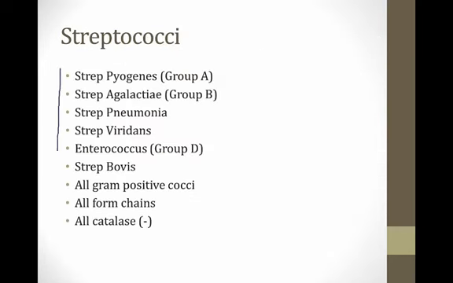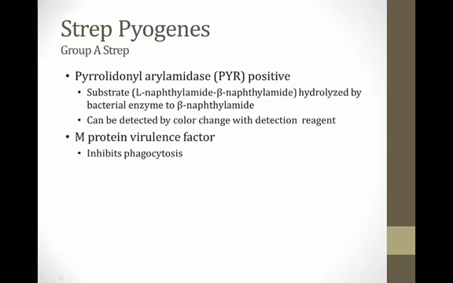So I've listed the names of all the strep infections on this slide here, and as I said in the last slide, they're all gram-positive cocci, they all form chains, and they are all catalase negative. So the first strep bacteria we'll talk about is Strep pyogenes, which is also called group A strep based on the Lancefield classification system, and it has a couple of special features that you need to know about.